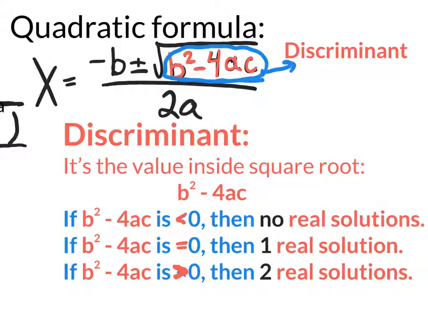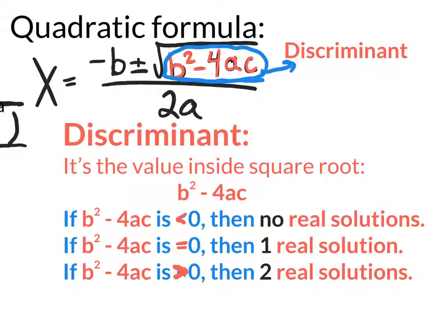So if your discriminant is less than 0, which means negative, then of course you're going to end up with imaginary answers. That means that there's no real solutions, no real answers, no real roots, no real x-intercepts. All right? If your discriminant is equal to 0, it doesn't matter if you take the square root of 0 and add 0 or subtract 0, you're only going to get one real answer. If your discriminant is greater than 0, if it's positive, you're going to end up with two real answers.